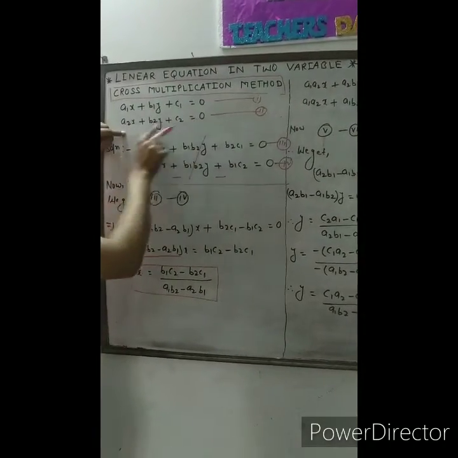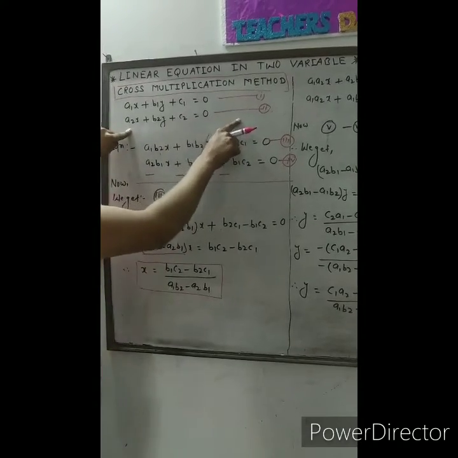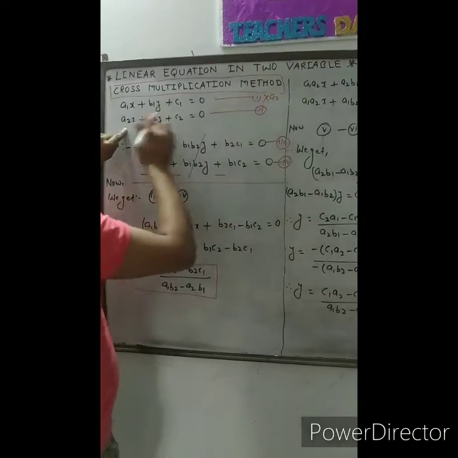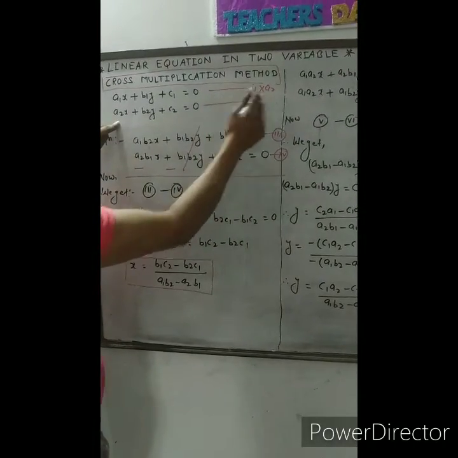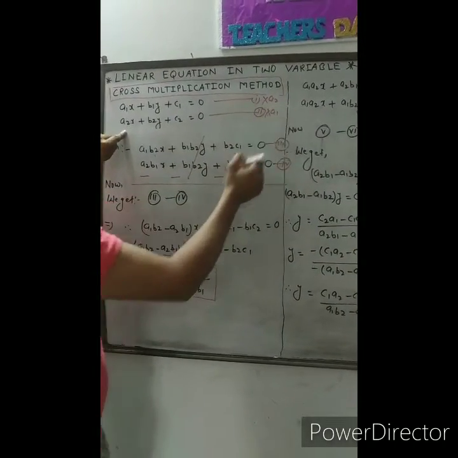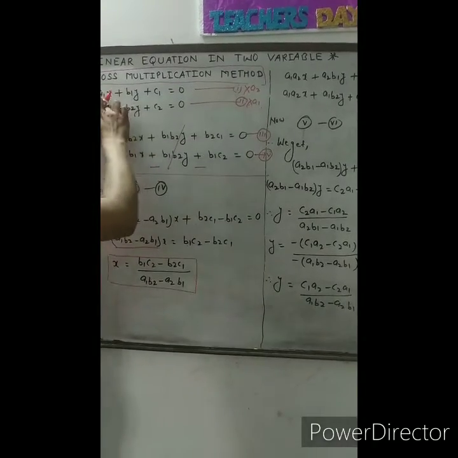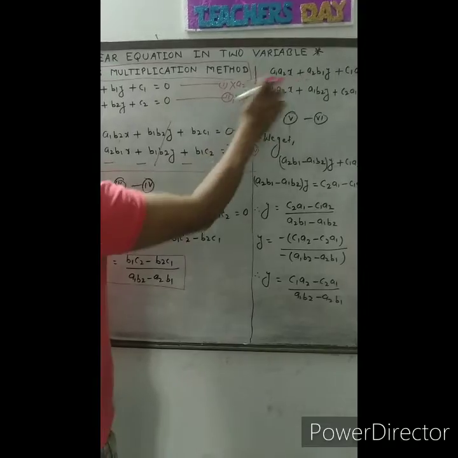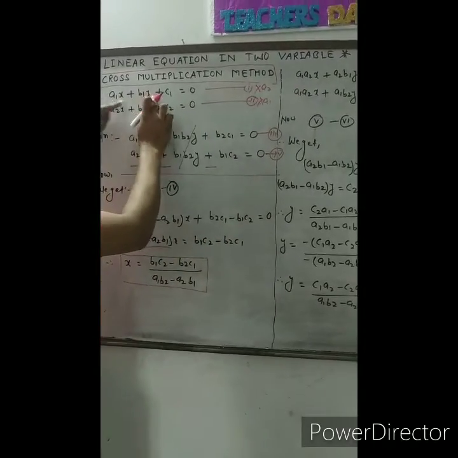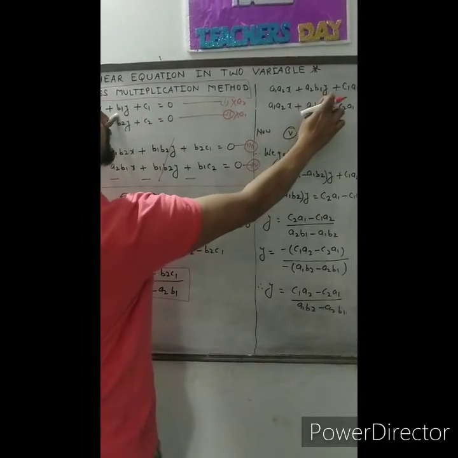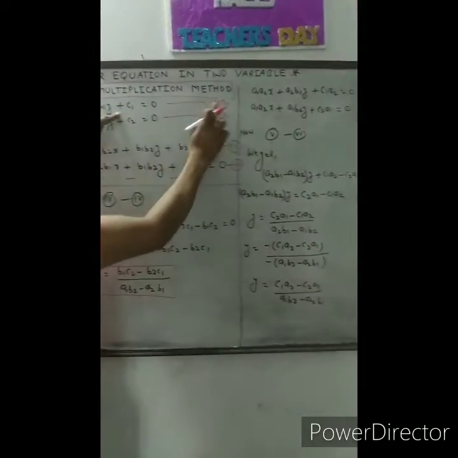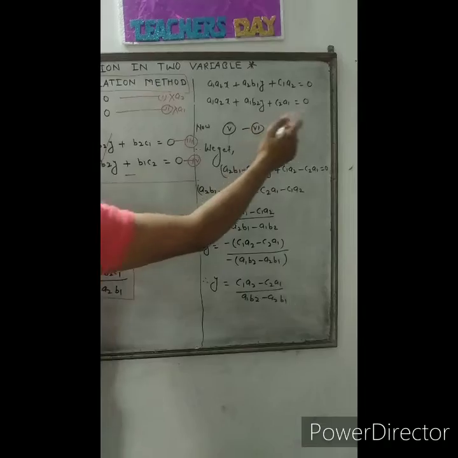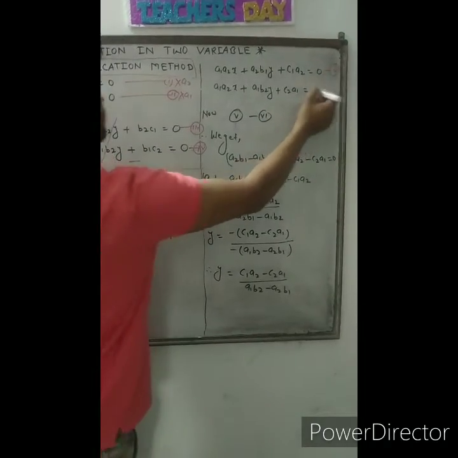So now again all of you please look at here. This is equation 1 and this is equation 2. Now we multiplying the equation 1 by a2 and equation 2 by a1. So a2 into a1, it is a1 a2x plus a2 into b1y, so it is a2 b1y plus a2 into c1, so it is c1 a2. Suppose this is equation 5.